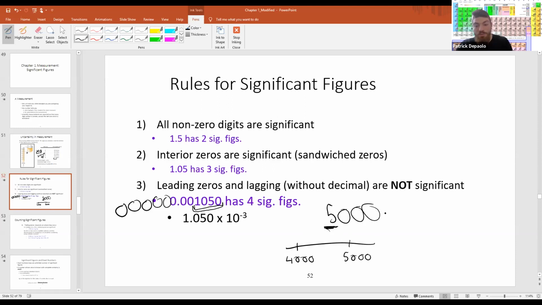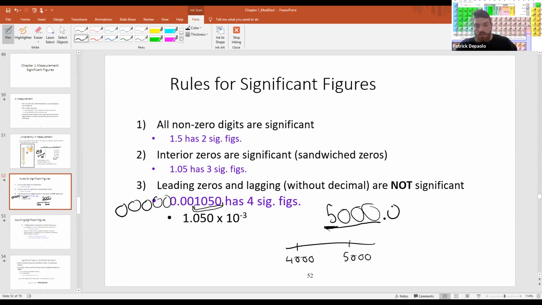Now, if I simply add a decimal, that changes the game. Those of you who said 4 would be correct because I added a decimal point. The decimal point is significant. Not in terms of significant figures, but to our understanding, it tells the reader that whoever wrote down this number knew it was 5,000 point something. They knew it wasn't 5,500. They knew it was 5,000 point. So therefore, all of these would be significant.